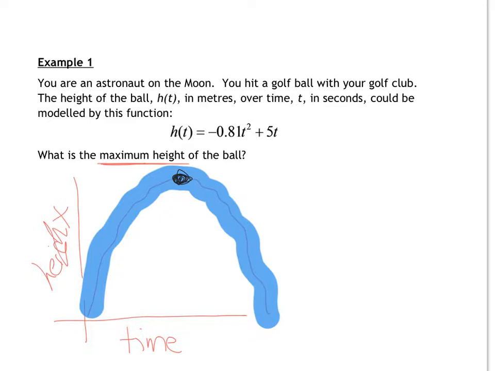Now, we could do that two ways. We can solve our equation and find the x-intercepts and then take the average of the two to find our axis of symmetry, and then use our axis of symmetry point to find the y value, or we could just use our graphing calculators. So I'm going to try and add a video here of our graphing calculator.